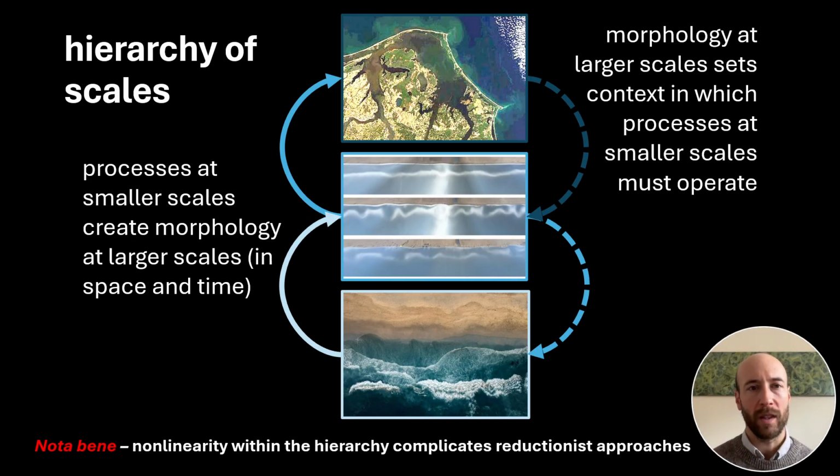By the same token, the shape of the large-scale landscape is setting the physical context in which the processes at smaller scales must operate. So the shape of the coast is determining essentially the wave climate that these smaller, more local sections of coast experience, and that's going to affect bar patterns, and the bar patterns are going to affect, to some degree, the beach morphology that we see at a very local scale, like a walkable scale. But what's important about thinking about a scalar hierarchy is that nonlinearity within the hierarchy is what's going to complicate a reductionist approach.